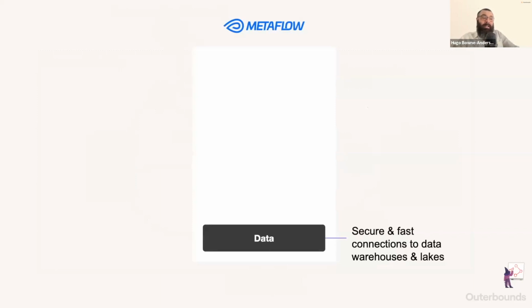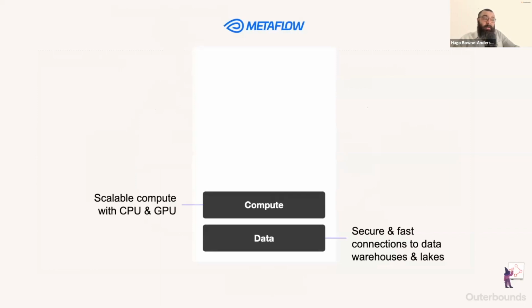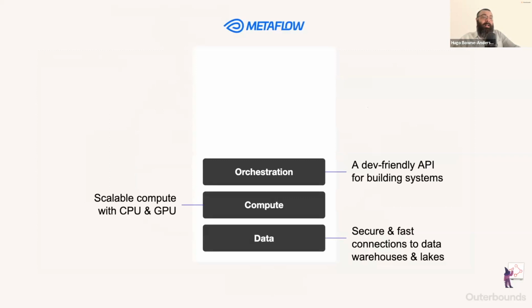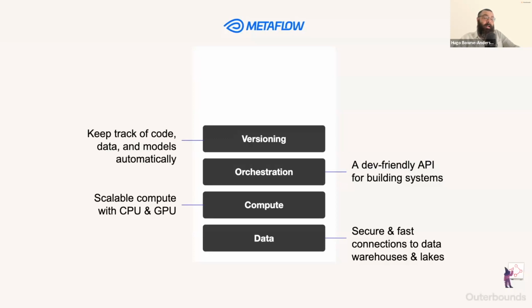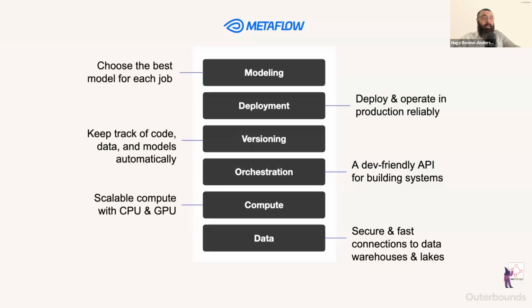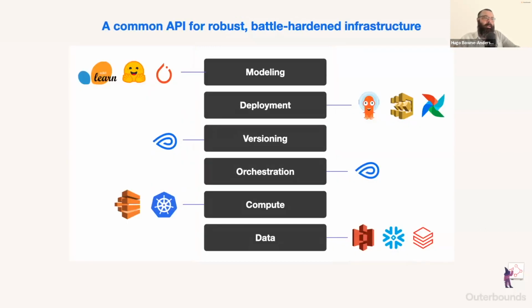So, as we've already said, on the data layer, we need secure and fast connections to data warehouses and lakes. We need scalable compute with CPUs and GPUs. We need a dev-friendly API for building systems in the form of an orchestrator. A key part of that is being able to version all code, data, and models automatically, and having access to that versioned stuff as well. Then being able to deploy, and then being able to get the best models, and closing this iterative loop between working locally in notebooks, for example, to do all the basic science and figure out what models you may want to use, and then deploying to production and coming back.